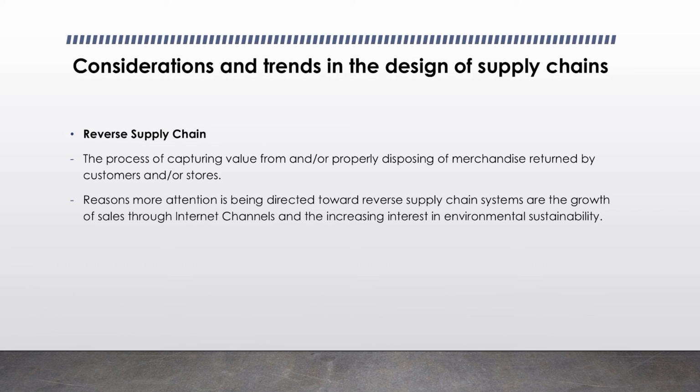First, the percentage of returned merchandise is much greater for purchases made through the internet channel compared to the store channel. The growth in internet sales is going to significantly increase the number of returns and the cost of processing them through the reverse supply chain. Second, the efficiency of reverse supply chain systems affects environmental sustainability. When retailers reduce transportation costs by consolidating shipments to stores, they can reduce harmful emissions, energy usage, and their cost.